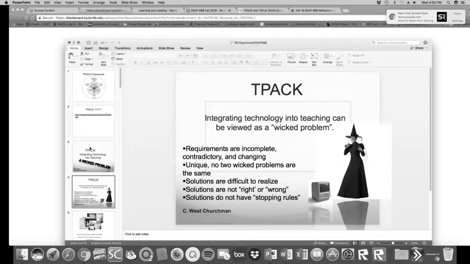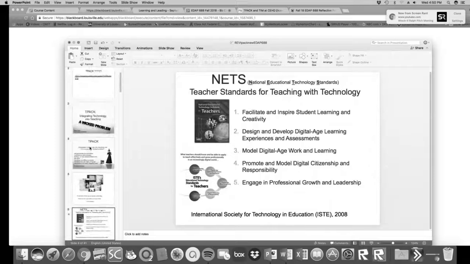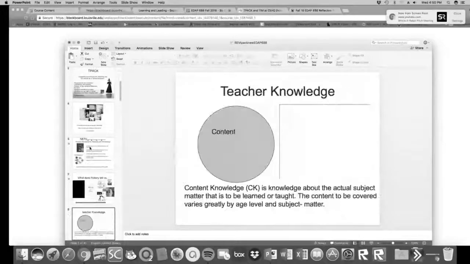It's actually something that C. West Churchman, a sociologist, came up with, again, in the 1980s. And as you can see, he says very clearly here, the requirements are incomplete, contradictory, and changing. No two wicked problems are the same. Solutions are difficult to realize. Solutions are not right or wrong. Solutions do not have stopping rules. Boy, that says it all about technology and schools.